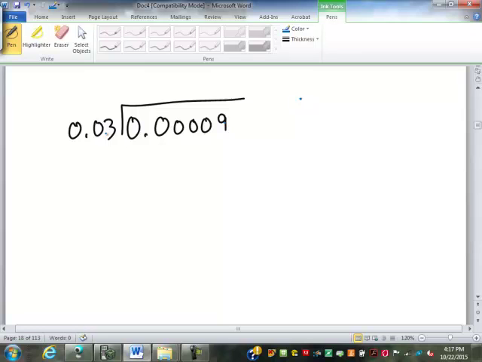So what's 9 divided by 3? 3. Where's my decimal point? How many decimal places should I have in my answer? Well, I have 1, 2, 3, 4, 5 here, right? How many here? 2. 5 minus 2 is 3. So 1, 2, 3.